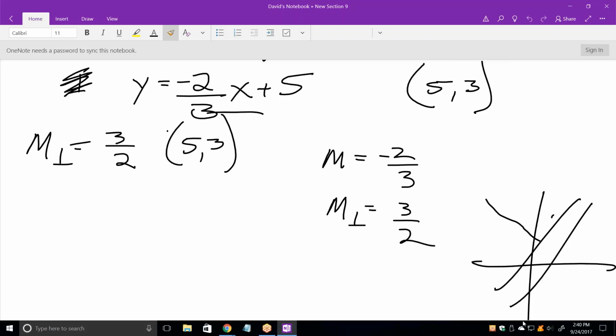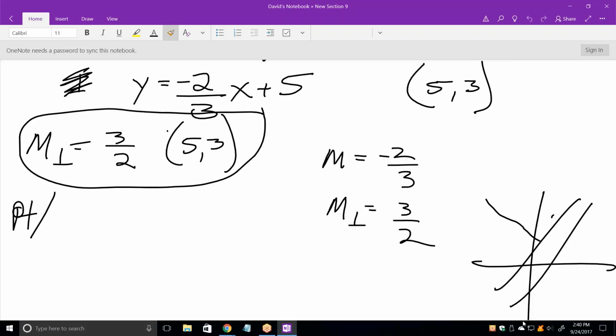So we have a slope and a point. Let's use point slope format. That's the perfect thing to use when you have a slope and a point. What's the general format for point slope?